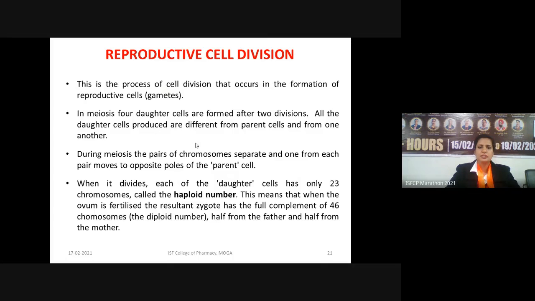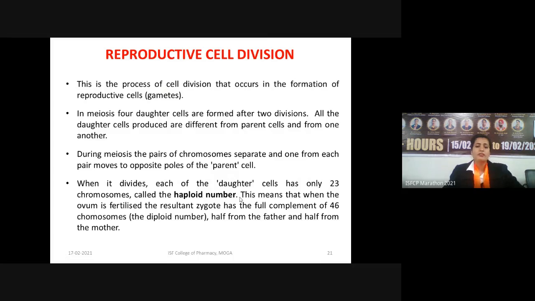During meiosis the pairs of chromosomes separate from one another, and each moves to the opposite pole of the parent cell. Hence, when the cell divides, each of the daughter cells has only 23 chromosomes. So 23 is the haploid number. This means the ovum has 23 chromosomes, and the sperm also has 23.